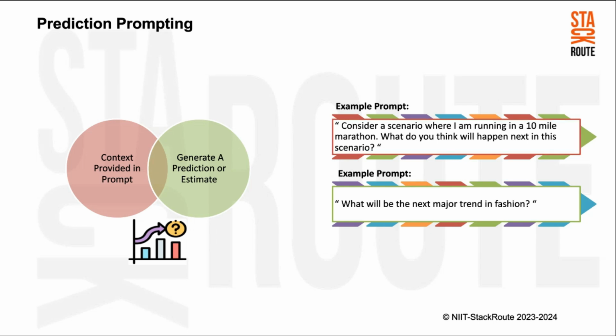So we are asking ChatGPT to predict the output. The second example is, what will be the next major trend in fashion? So these are some of the examples for prediction prompting. You can try those on your own.